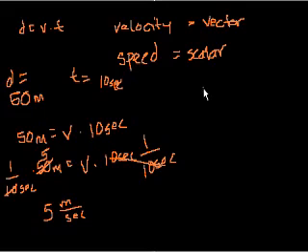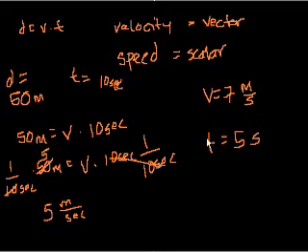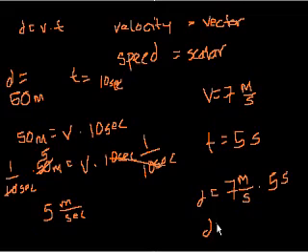So, and we could solve. If I said that the velocity is equal to 7 meters per second, and that time is equal to, I don't know, 5 seconds, how far did I go? Well, I could use that formula again. Distance is equal to velocity, 7 meters per second, times time, which is 5 seconds. And once again, not only can we multiply the numbers, 7 times 5 is 35, but we can multiply the units.